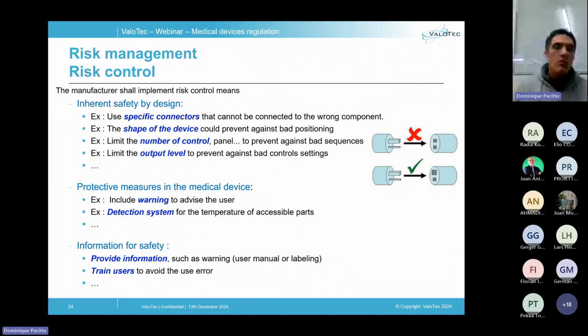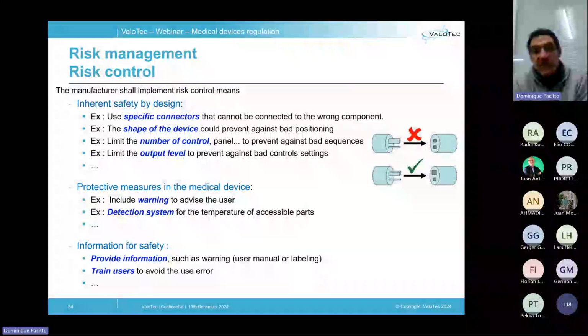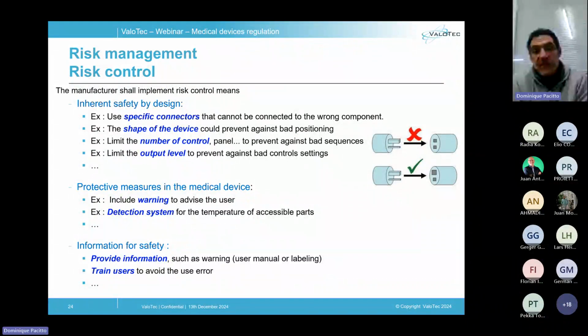The risk control means should always be implemented in this order: 1 by design or manufacture, 2 by protective measures, and 3 by information. And this is justified in the standard by the fact that inherent safety is probably stronger, more effective, and more reliable. And furthermore, the experience shows that even the well-designed protective element or measure may fail, and that the safety information may not be followed. But we are going to see that we have examples in the usability chapter.